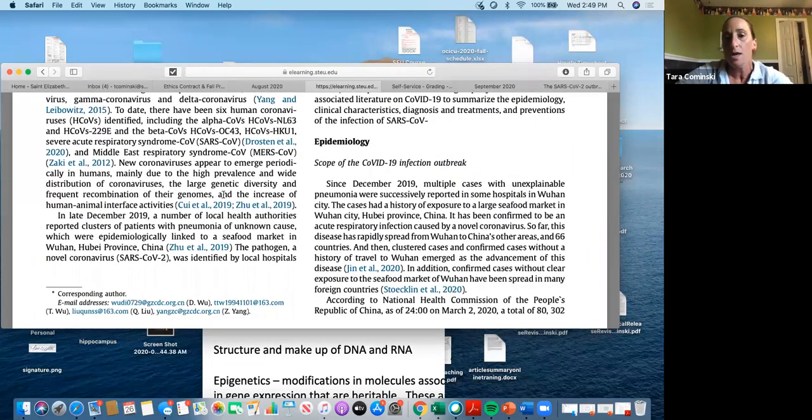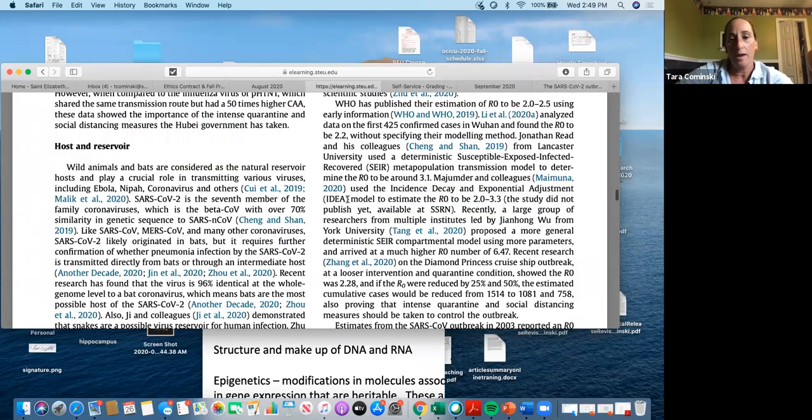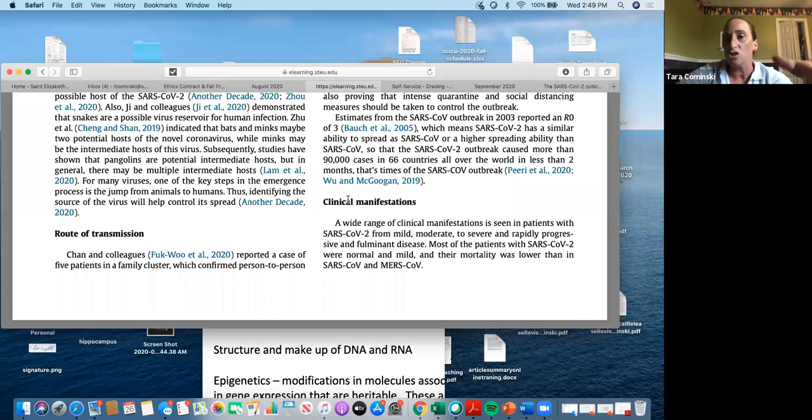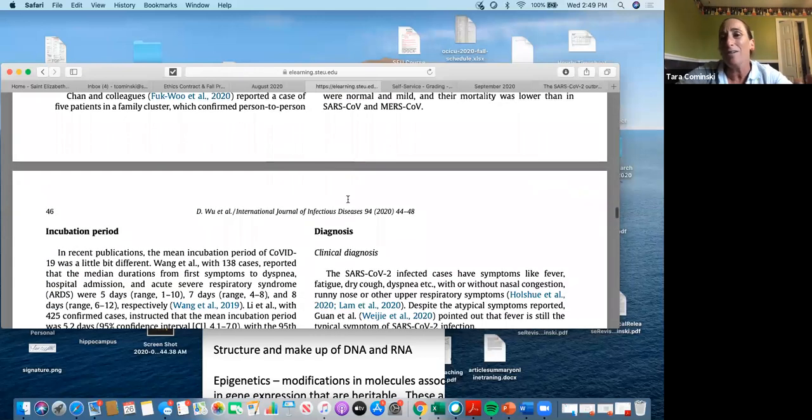It's not long. It also breaks down how we're going to talk about and think about disease, right? So epidemiology, and it talks about the clinical manifestations, okay? And again, it's super short and concise, so I thought this was a good place to start, okay? And obviously, this was published in March.